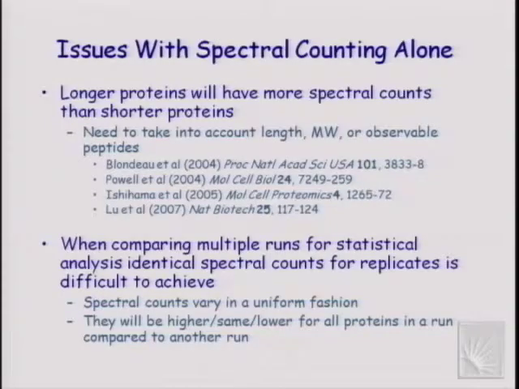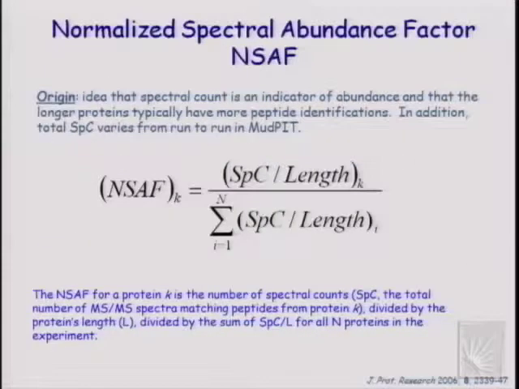This is something that I think is really important for quantitative proteomics in general that's very widely underutilized, and it's essential for statistical analysis because of this variation that you're going to get from biological replicate to biological replicate, or even technical replicate to technical replicate. So our version of dealing with this is something called the normalized spectral abundance factor, where the idea is you have an indicator of abundance. Longer proteins have more peptide identifications, and then we have this variation from run to run in the MudPIT analysis.